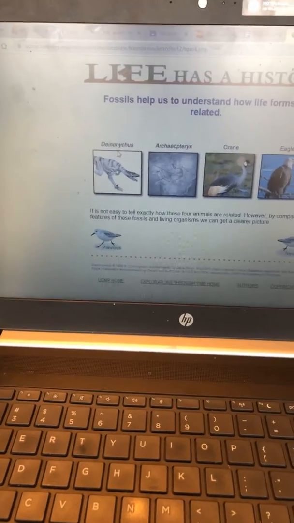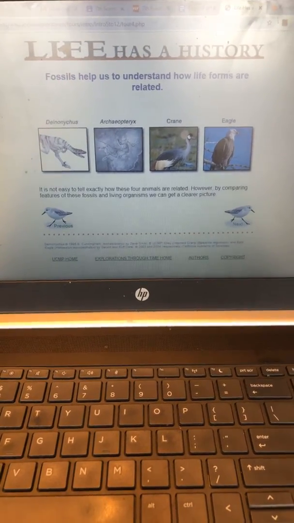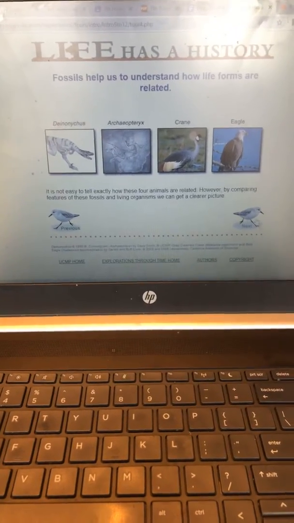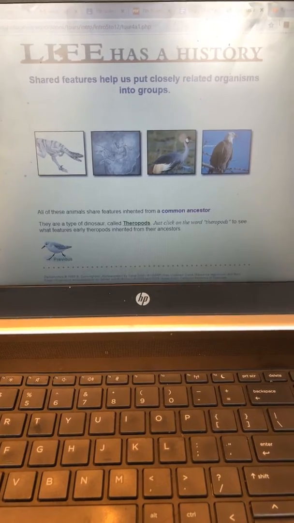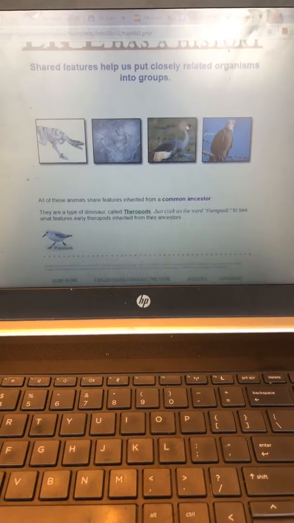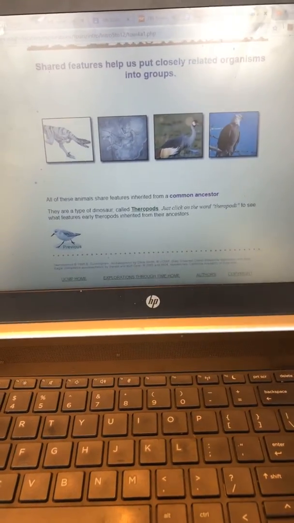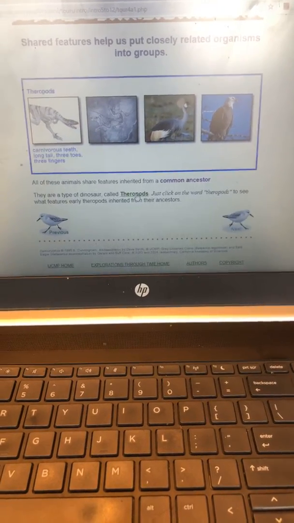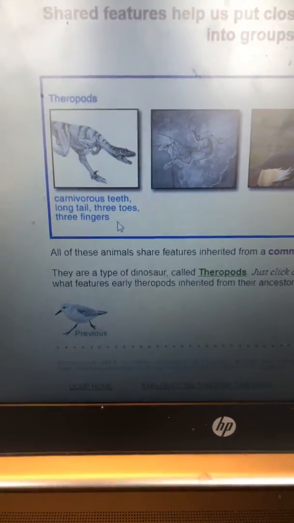Okay, so here it is right here. So we're going to click on that. Or maybe, no, we're going to go to the next page. Okay, all of these animals share features inherited from a common ancestor. They are a type of dinosaur called theropods. Just click on the word theropods to see what features early theropods inherited in their ancestors. So theropods had carnivorous teeth, long tail, 3 toes, and 3 fingers.